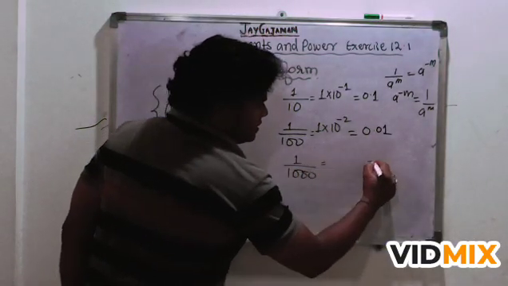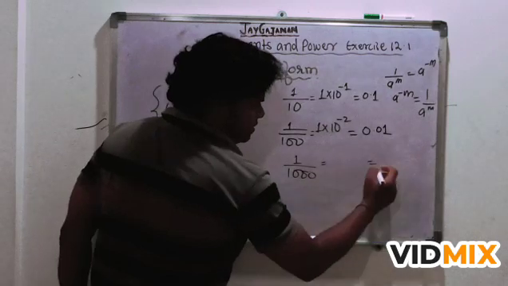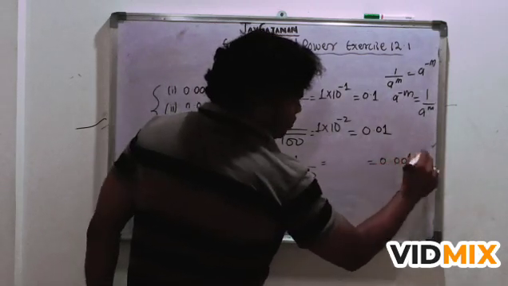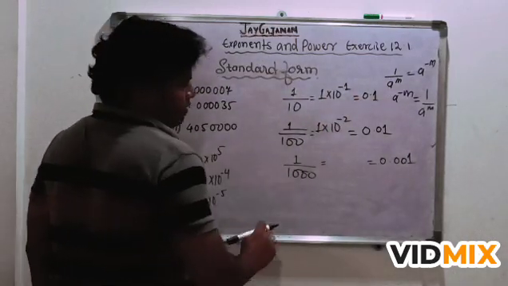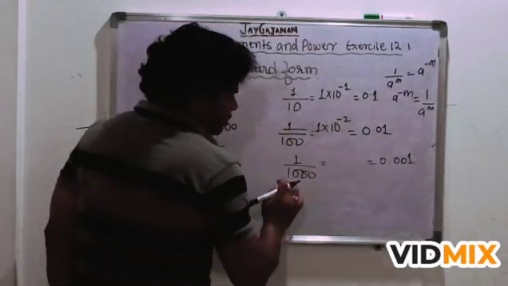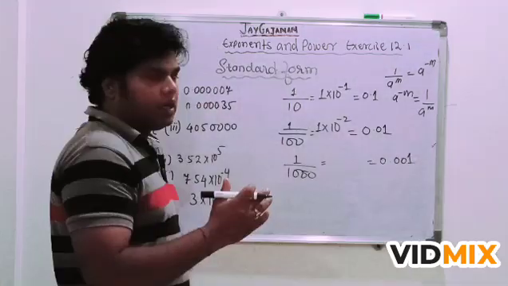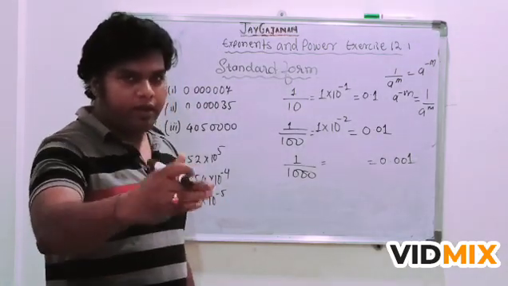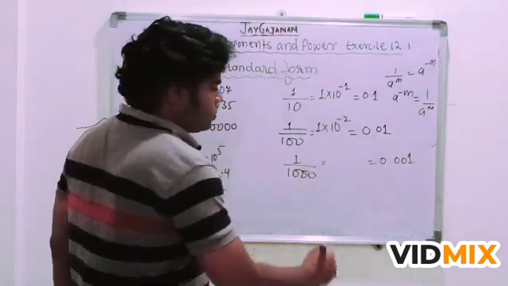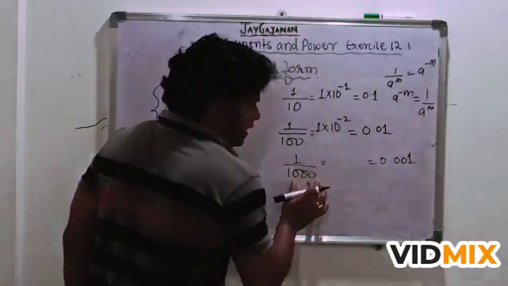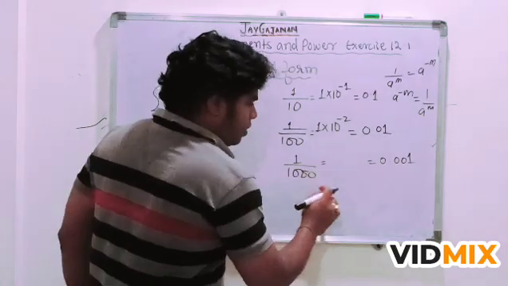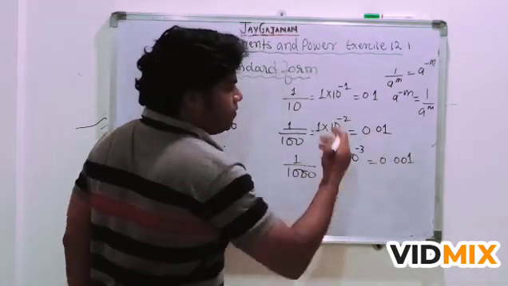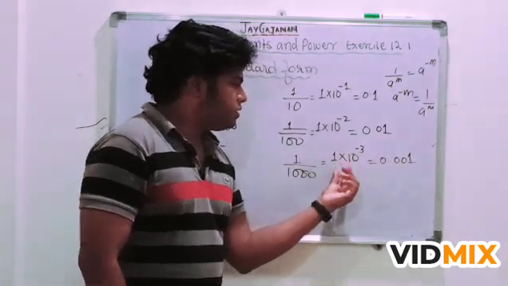This can be written as 0.001. There are 3 decimals, 3 zeros are there, so after the decimal point 3 digits should come. So this will be the usual form. Now the standard form: 1000 is what? 1000 is 10 cube, correct? 10 into 10 is 100, 100 into 10 is 1000. So this can be written as 1 upon 10 cube. और फिर वो 10 cube ऊपर चला गया तो that will become 1 into 10 to the power minus 3. So this is the usual form, this is the standard form.